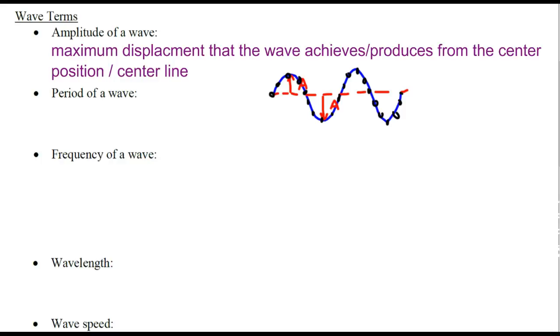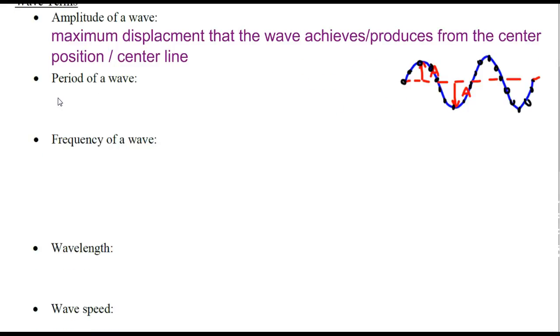Okay, what's the period of a wave? Well, period has to do with one cycle, so before we try to define it, we need to know what one cycle looks like. Here is one wave cycle. How do I know that's one cycle? Because if I repeat the shape, I get a continuous wave.